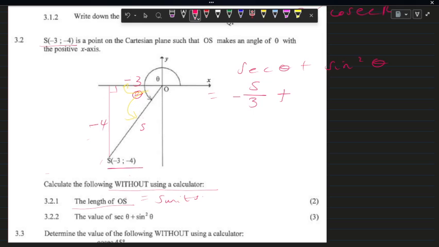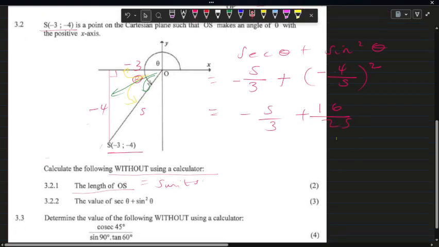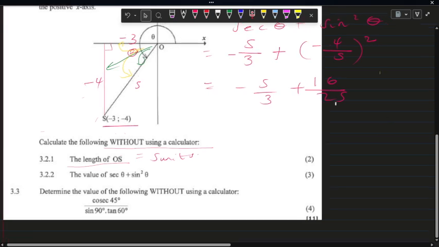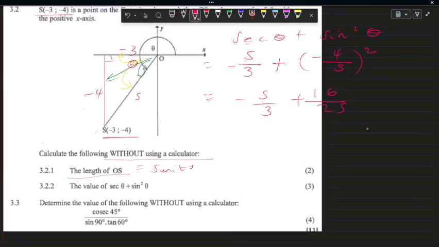Okay, and then sine of theta is opposite over hypotenuse. Now in this situation it is opposite over hypotenuse, so it's -4 over 5, but then they said this needs to be squared, so we can square it and then we can simplify. -5 over 3 plus 4 squared is 16, and then 5 squared is 25.